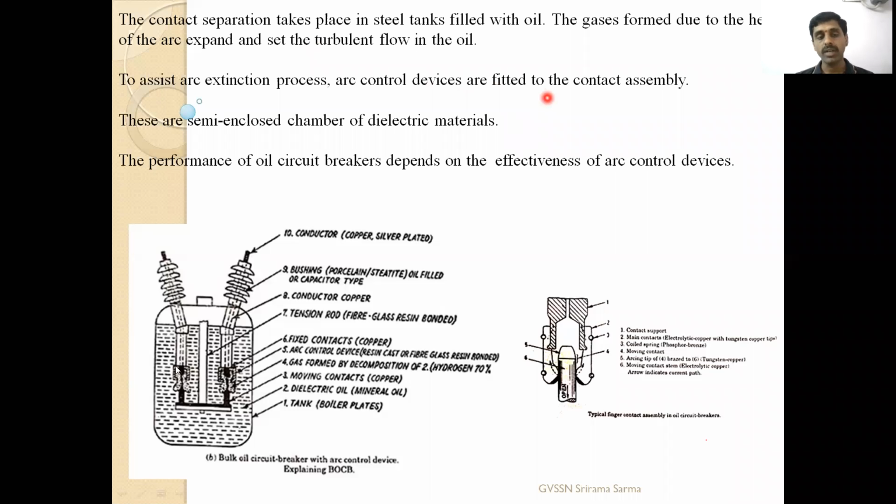So this is the arc control device, which is halo shaped or U shaped here. A device is connected with a semi-enclosed chamber of dielectric materials. So the performance of the oil circuit breakers depends upon this arc control device. So this is the new idea in the bulk oil circuit breakers.